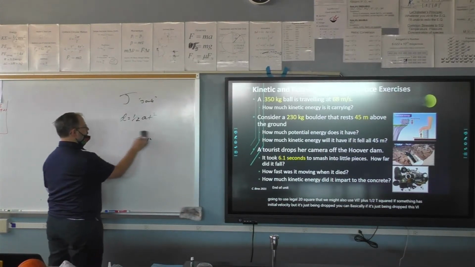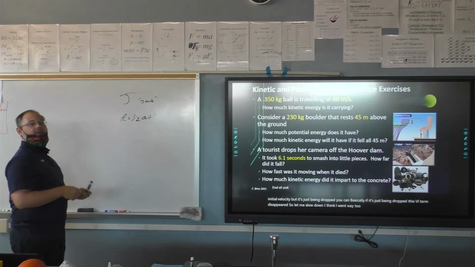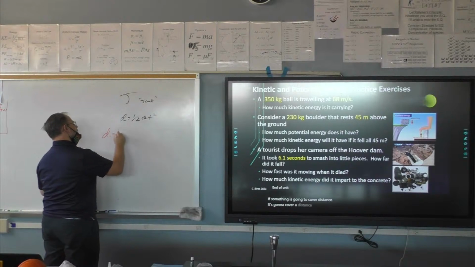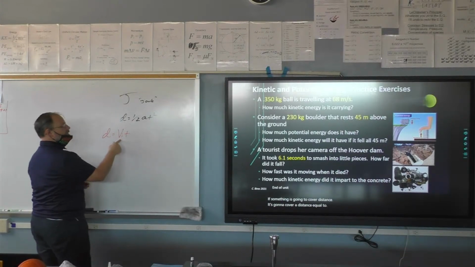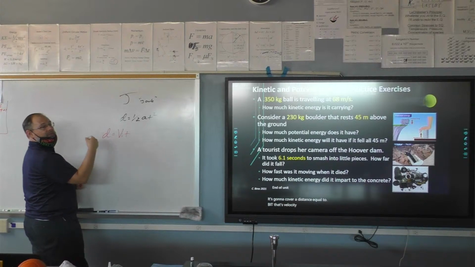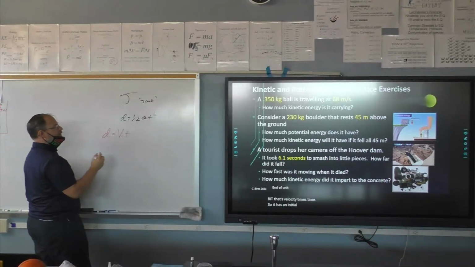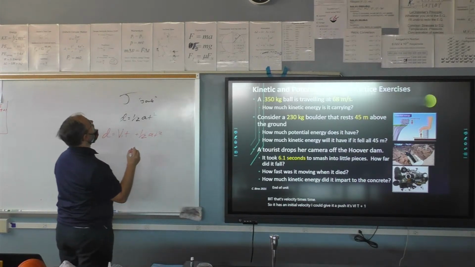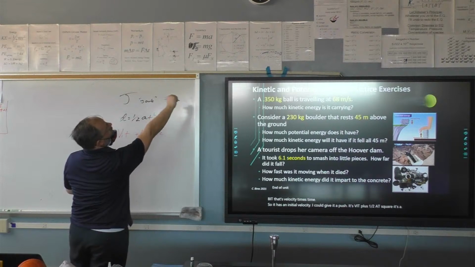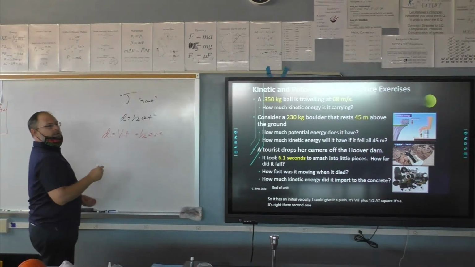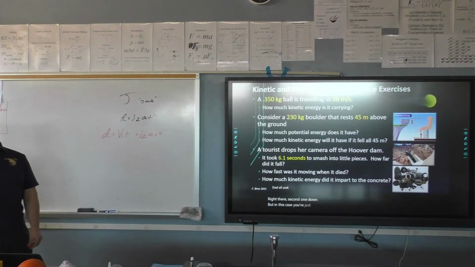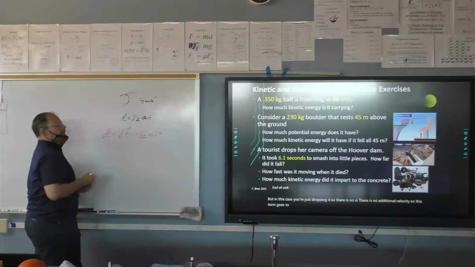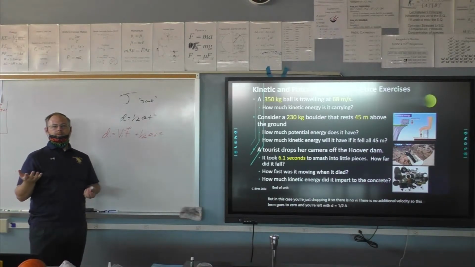So let me slow down. I think I went way too fast. If something is going to cover distance, it's going to cover a distance equal to VIT, that's velocity times time. So if it has an initial velocity, like you give it a push, that's VIT plus 1/2 AT squared. It's right there, second one down. But in this case, you're just dropping it, so there is no initial velocity. So this term goes to 0, and you're left with D equals 1/2 AT squared. Does that look familiar? Yes.